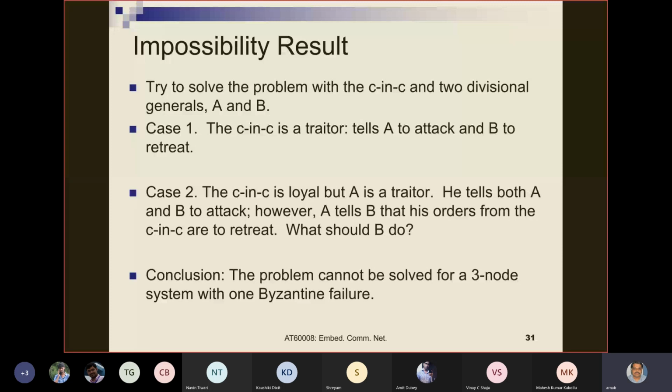So as we told of the initial problem, let us say we have a commander-in-chief and two divisional generals A and B. So sensor and two outputs R1 and R2. If the commander-in-chief is a traitor, it tells A to attack and B to retreat. Case 2, if the commander-in-chief is loyal but A is a traitor, it tells both A and B to attack. However, A tells B that his orders from the commander-in-chief are to retreat. What should B do? Nothing. The problem cannot be solved for a 3-node system with one Byzantine failure.